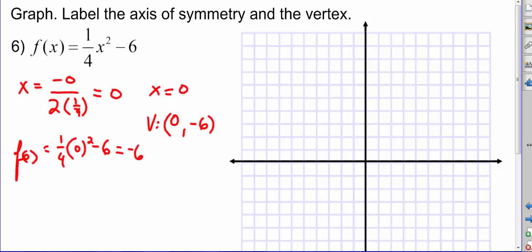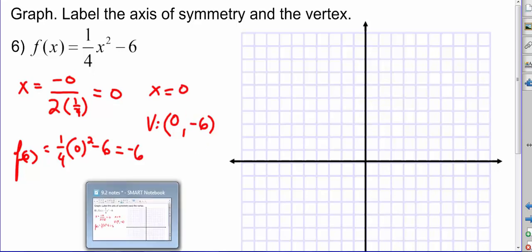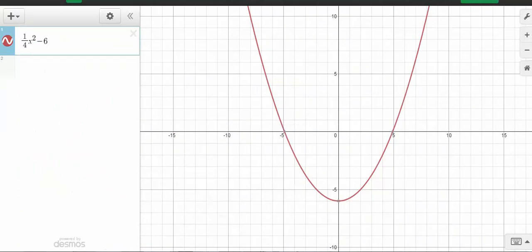Ladies and gentlemen, I hope that you actually paused your video and did the work on your own. Here are the results that you should have gotten. Hopefully you did your work, but if you would like to check your results, this is your opportunity. The axis of symmetry should be x equals 0. Your vertex should be at (0, negative 6). Let's see if Desmos agrees with us.